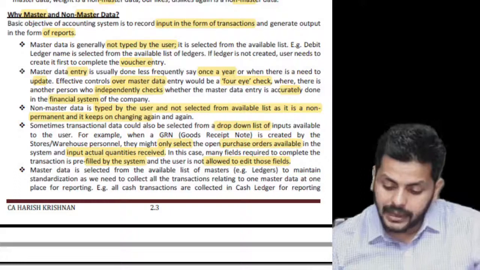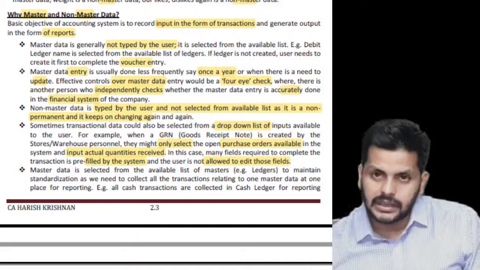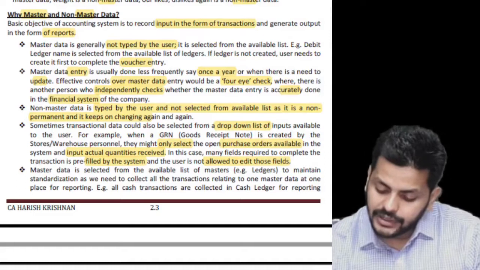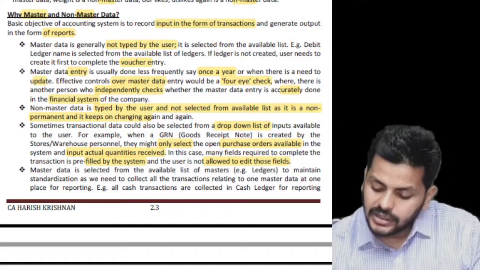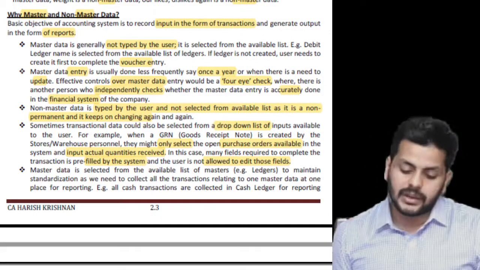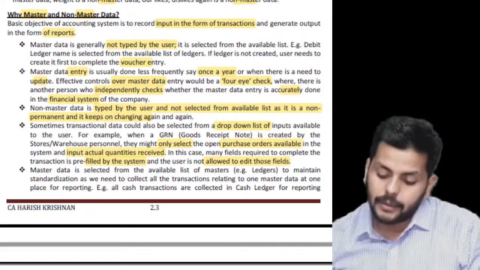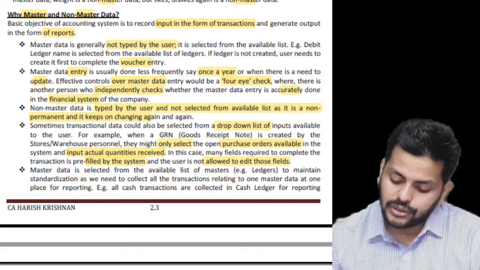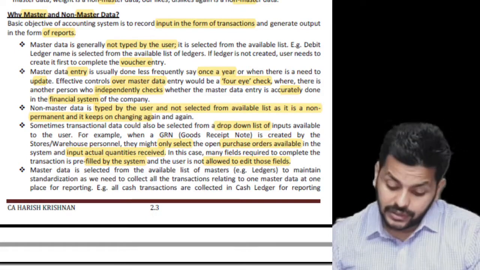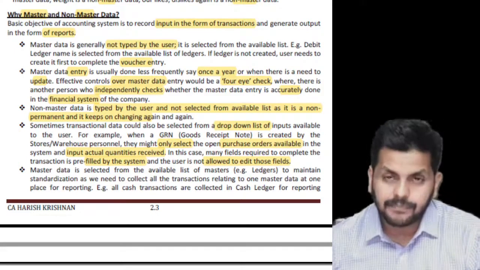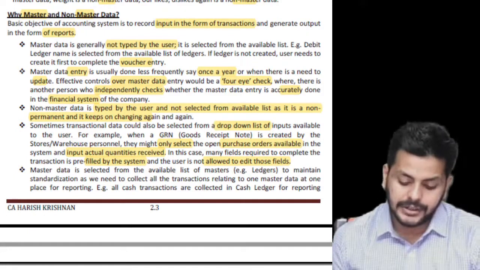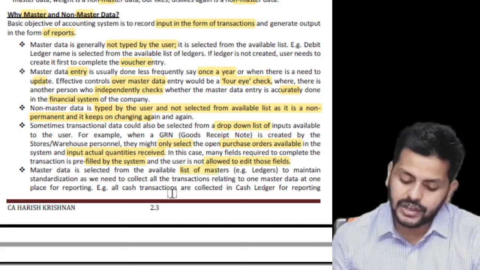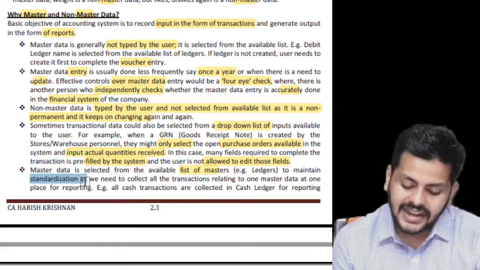So now going back, I want you to read this again along with me. For example, when a GRN is created by stores or warehouse people, they might only select the open purchase orders available in the system and input actual quantities received. In this case, many fields will automatically be filled. Master data is selected from the available list of masters to maintain standardization.